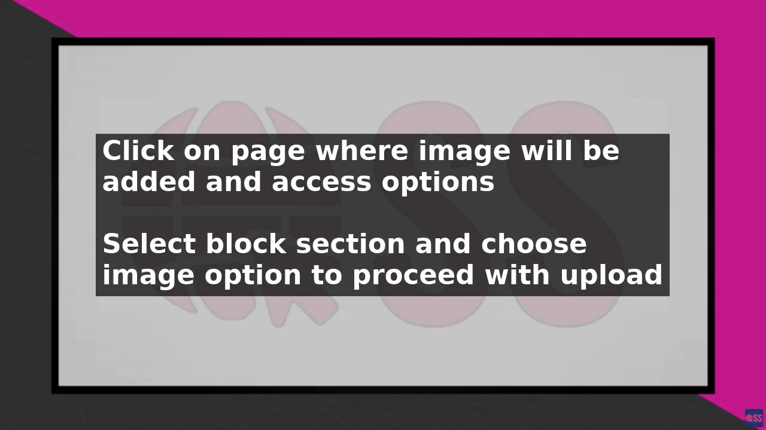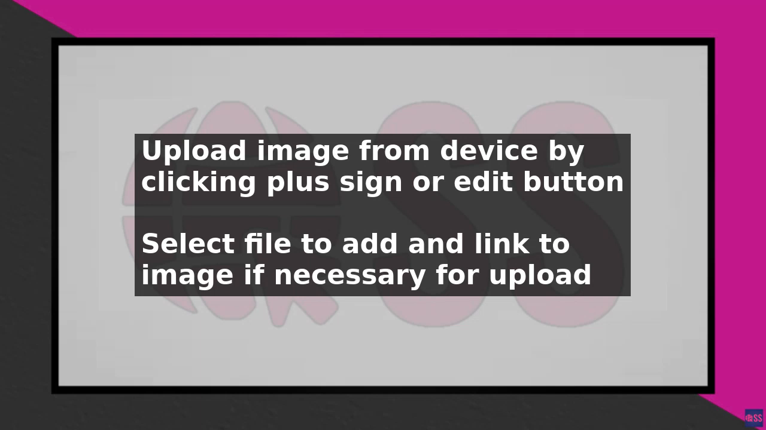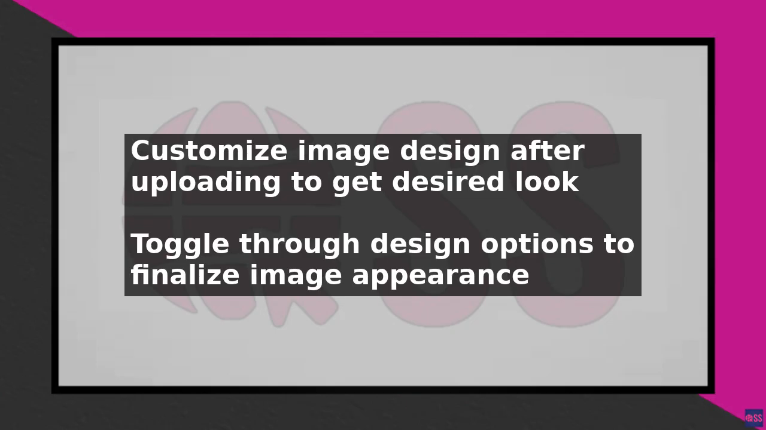Click on this to access various options, including the ability to add a gallery or block. In the block section, you can choose from options such as text, image, video, or audio, and select Image to proceed. You can then upload an image from your device by clicking on the plus sign or edit button and selecting the file you want to add.